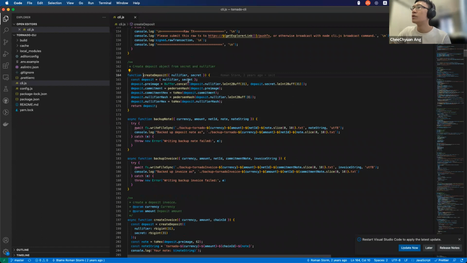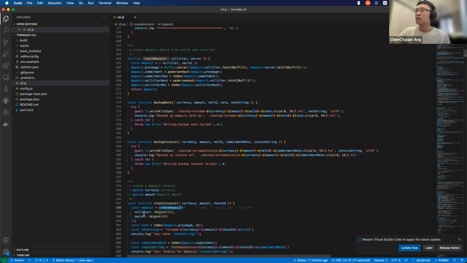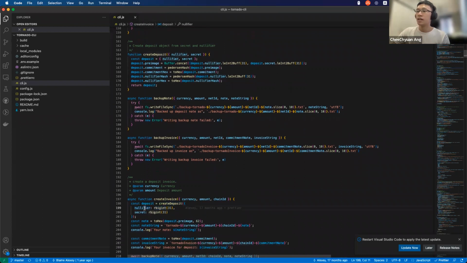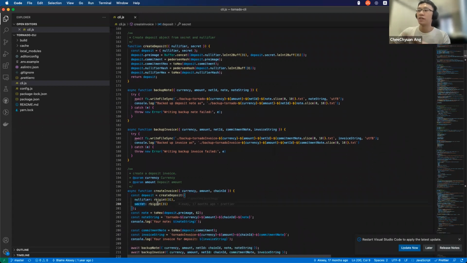So it will, hang on, what is it? Oh, yeah. The nullifier and the secret will be randomized by you. So these two are actually generated by you, but in a randomized manner. But you can also put in your own values that you want, but make sure that it's not the same.